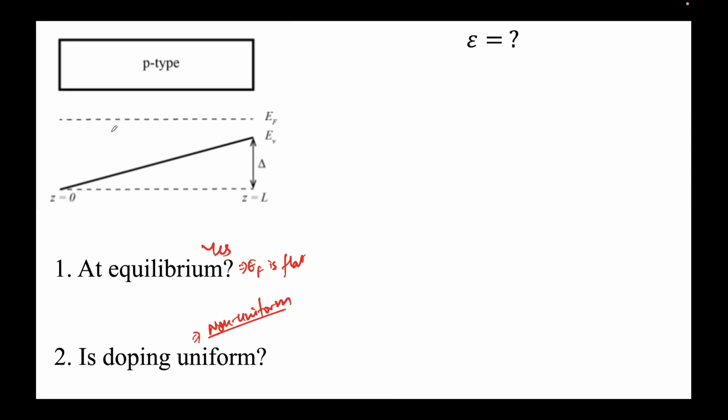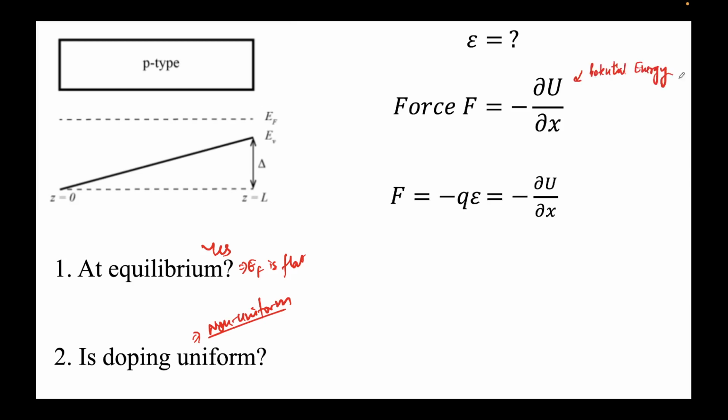Okay, in this case the question itself was given, but I told you why it's non-uniform, because here the doping is higher. In the last slide we saw that. Okay, now let's go ahead. So we know that force F is minus del U over del X. This U is your potential energy. And force we know is minus QE. Why minus QE? Remember, we are talking about holes here. The electron charge was given to us as Q, so the hole charge will be minus Q. So force equals minus Q into E.